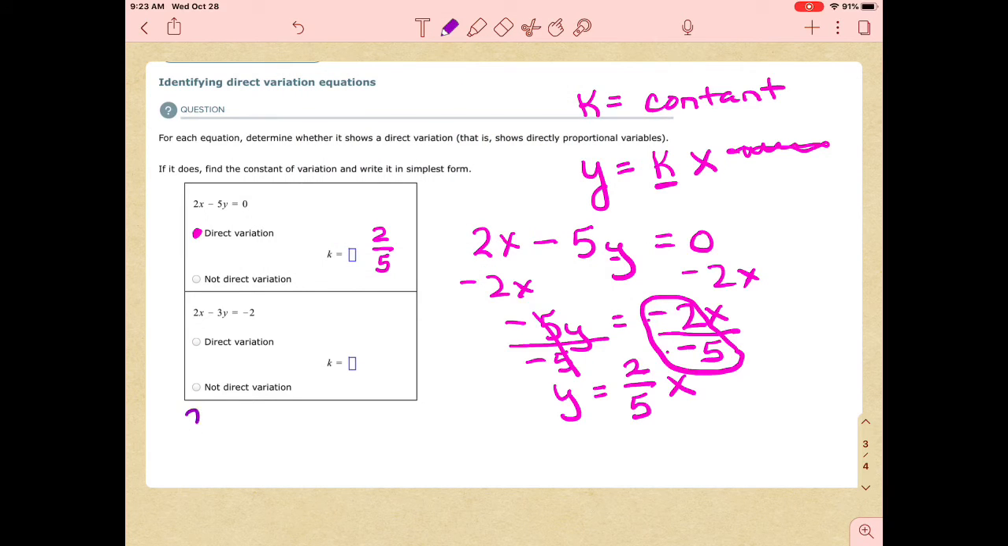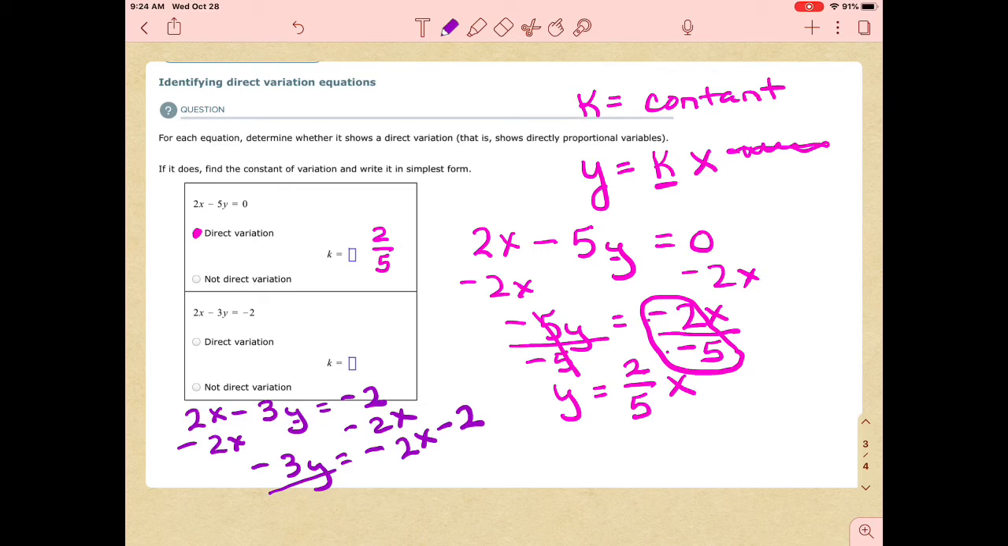Here, let's do the same thing. I want to get y by itself, so let's subtract 2x. And I'm already seeing something that's not going to be a direct variation. See that -2 out there? It is a linear equation, but it's not a direct variation. Direct variations go through the origin. They don't have a different y-intercept.